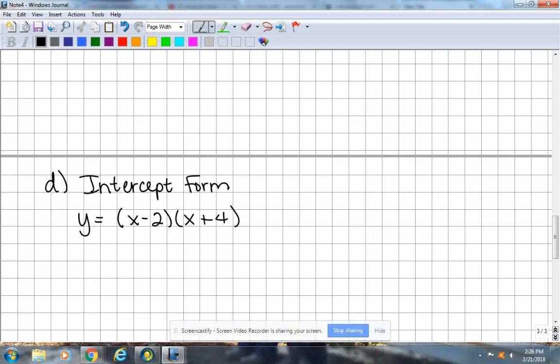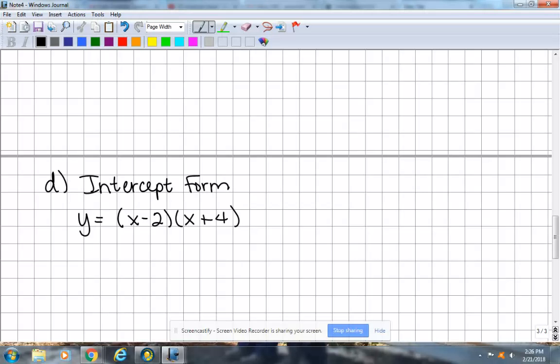We could FOIL this, but we're not going to. It's easier than that. But he is right. You could FOIL this, and then you could have a standard form equation and find the AOS and the vertex that way. But you can actually graph it using intercept form because these are telling you what the x-intercepts are.